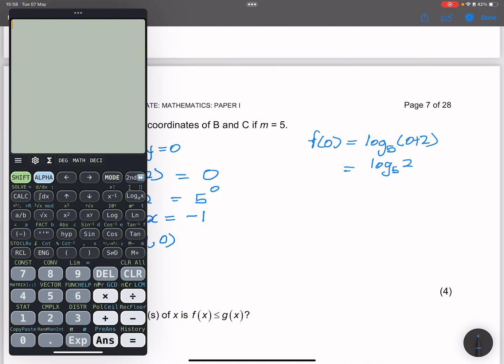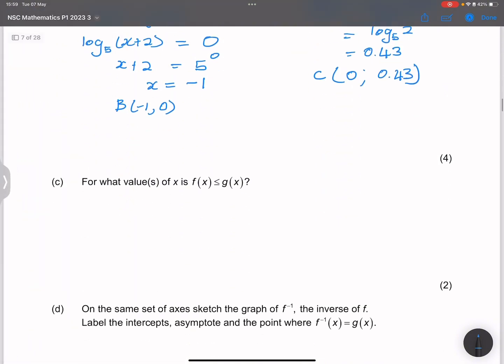I'm trying to actually find the ones where I can manipulate on my calculator. Oh, there we go. Log base 5 of 2. So this will give me 0.43, which means that the coordinates of c are 0, 0.43, where x is 0, y is 0.43. And there are my coordinates over there.